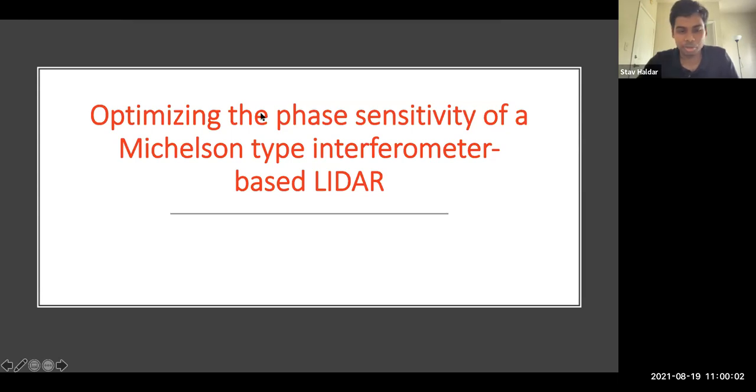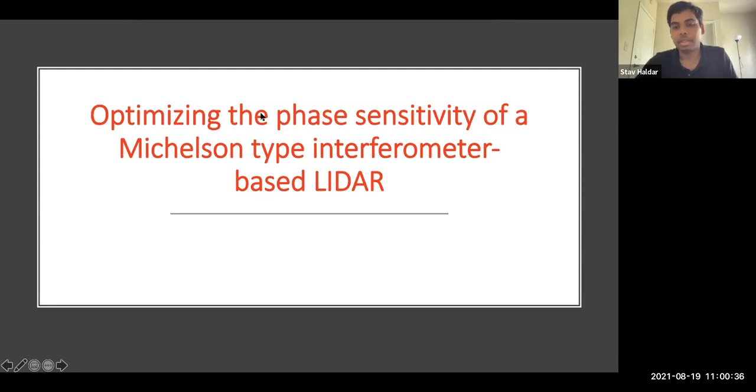So most of the introduction has already been given, but for completeness, I will also talk about phase sensitivity and so on a little bit. But the idea here is to think about a LIDAR, and a LIDAR is basically a light-based version of a radar, where you are trying to find distance and ranges, even velocities using laser sources or coherent light, or even other quantum sources of light.